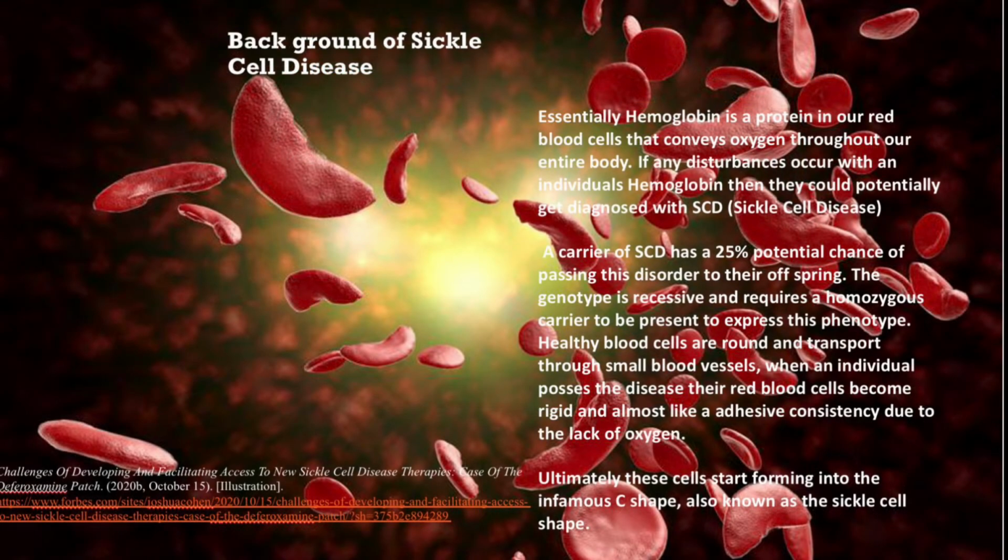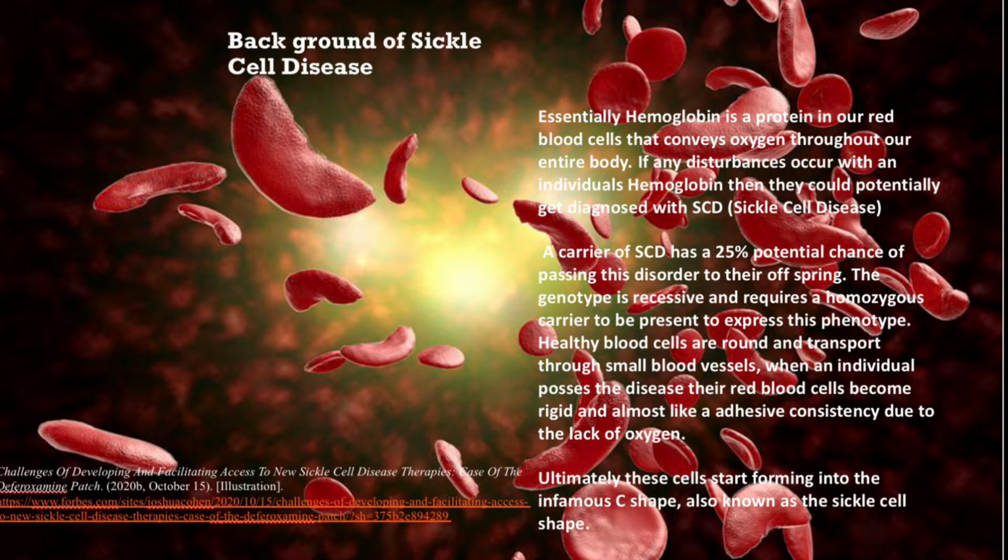The background of sickle cell disease. Essentially, hemoglobin is a protein in our red blood cells that conveys oxygen throughout our entire body. If any disturbances occur with an individual's hemoglobin, then they could potentially get diagnosed with sickle cell disease. A carrier of sickle cell disease has a 25% potential chance of passing this disorder to their offspring. The genotype is recessive and requires a homozygous carrier to be present to express this phenotype.